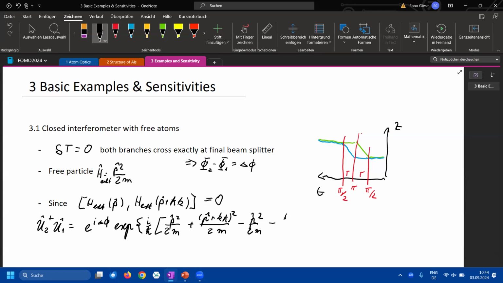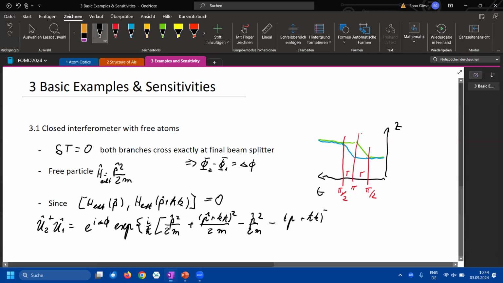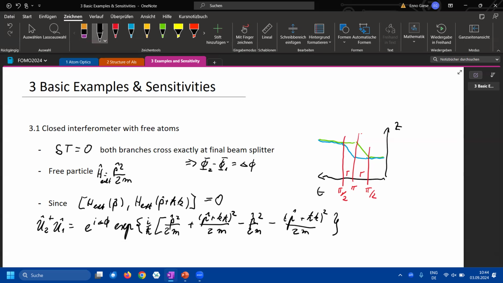And then I have minus p squared plus h bar k. I'm sorry, of course the squared is up here. So increased momentum divided by 2m. And when you look at that, everything drops out. So what you see now is that this overlap operator is e to the i delta phi times the identity of the external degrees of freedom. And everything drops out because the interferometer is closing. We don't have any operator left. That's just the identity. So now this is perfect overlap.